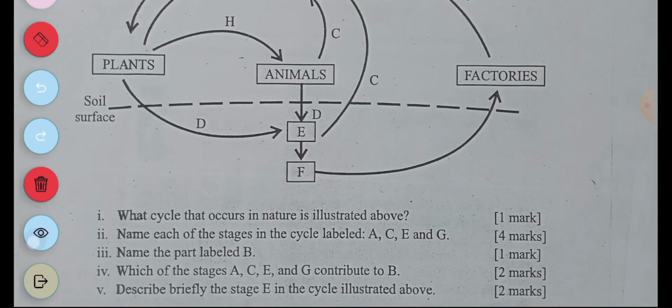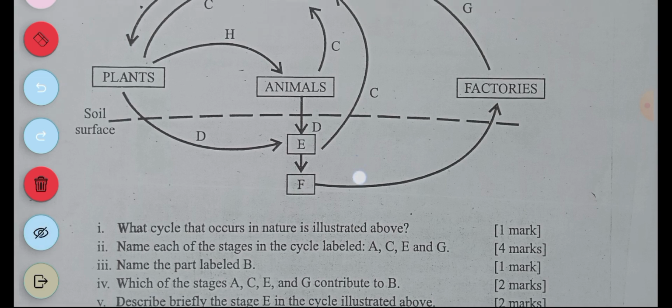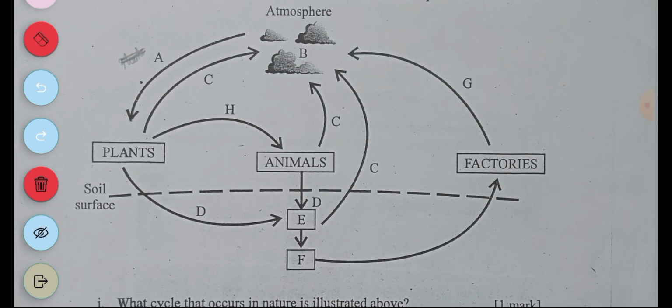So the first question says, what cycle that occurs in nature is illustrated above? So let's look at the cycle again. So it's the carbon cycle.